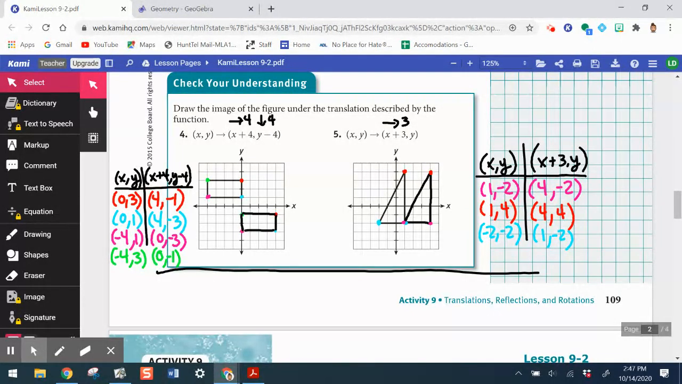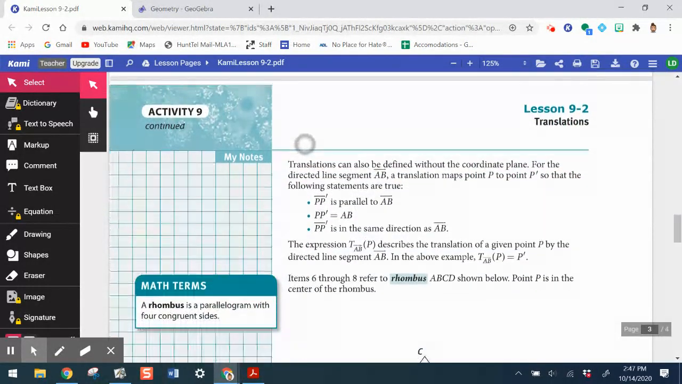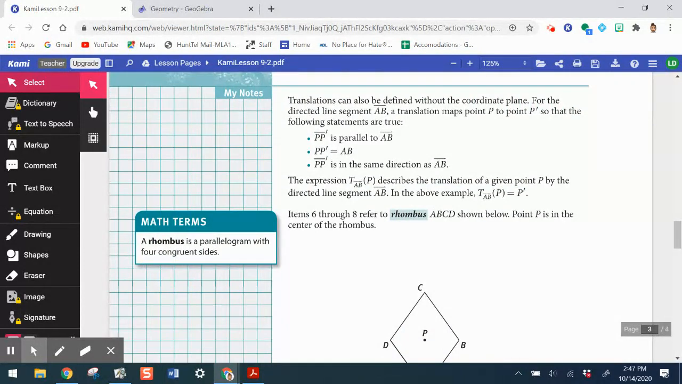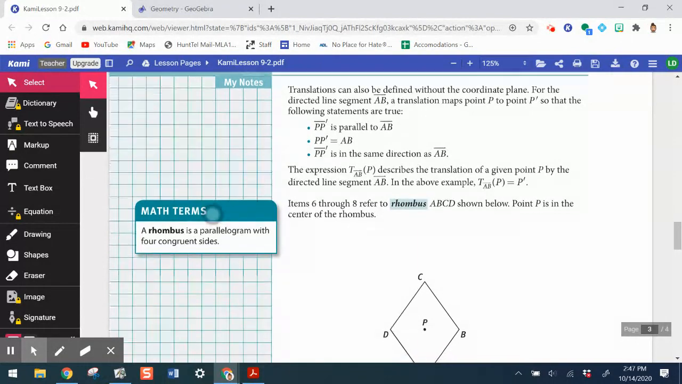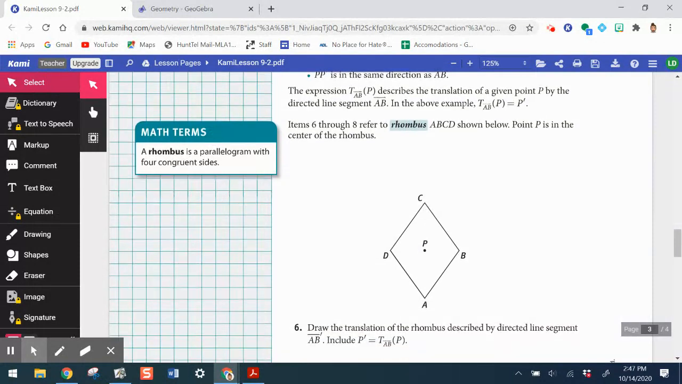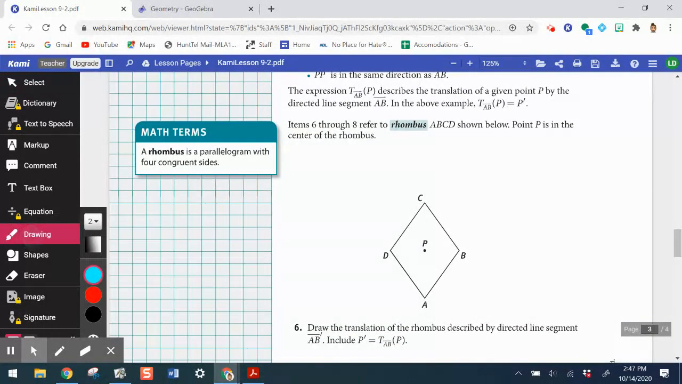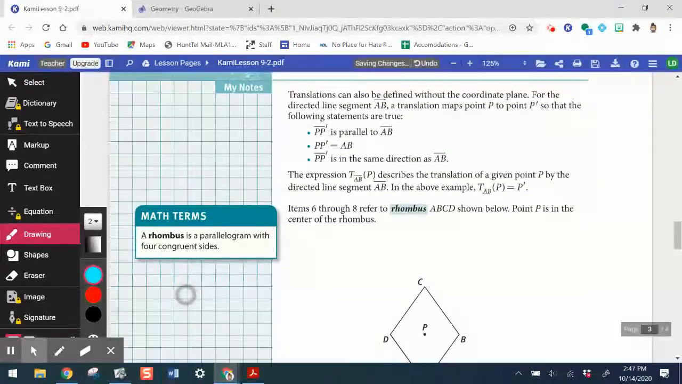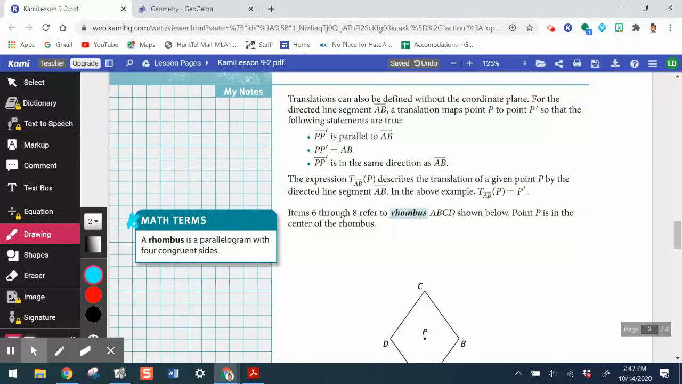Now, we've studied what it looks like for translations on the coordinate plane. We're looking at their functions. Now, the rest of the lesson, we're going to dive into what it looks like for a translation off the coordinate plane. So if you would, direct your attention, go and take a second to read this text. And actually, what I'm going to get you to do is stop right above item 6. So just read and digest the text. There's a little math term to help.